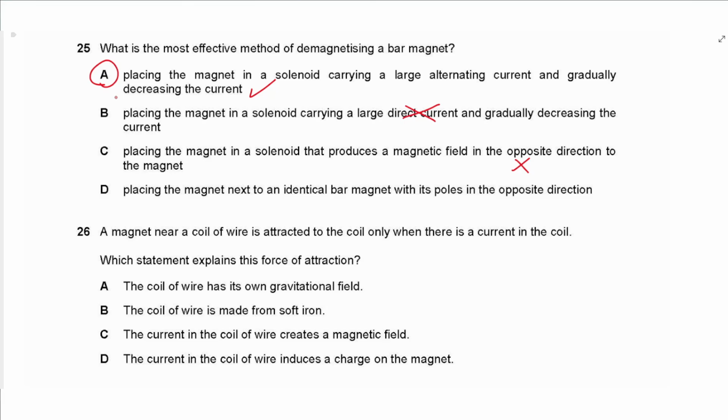Question 26 says, a magnet near a coil of wire is attracted to the coil only when there is a current in the coil. Which statement explains this force of attraction? The coil of wire has its own gravitational field. No, we need a magnetic field. The coil of wire is made of soft iron. No, it's made of copper. The current in the coil of wire creates a magnetic field. Yes, the interaction between the two magnetic fields from the magnet and the coil will cause an attraction. The current in the coil of wire induces a charge on the magnet. No, so the answer is C.